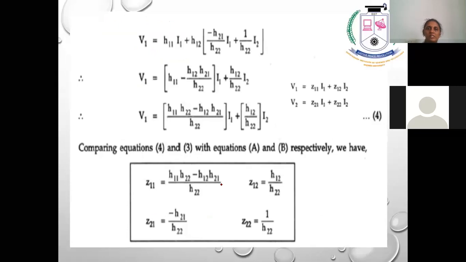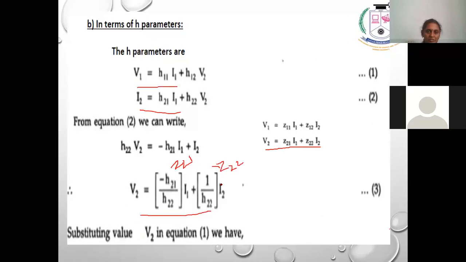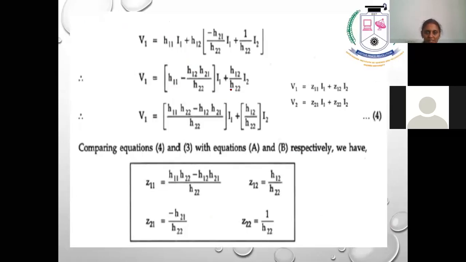Now, coming to the second one. Take the H parameter equation itself, the first equation: V1 is equal to H11 I1 plus H12 into V2. In the place of V2, substitute the value from here. Now rearrange and pull out the I1 term separately and the I2 term separately, because finally we are going to compare the I1 and I2 coefficients and find out the Z11 and Z12 values.